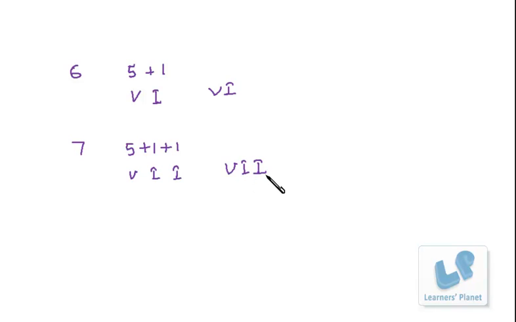Since both the I's are smaller in value than V, and we are writing both the I's on the right side of V, that's why we are going to add the value of I's to this V. So it's 5, 6 and 7. Similarly, suppose I wish to write 8, it's 5 plus 1 plus 1 plus 1. So it's 5, 6, 7, 8. So it's VIII. Isn't it quite simple?